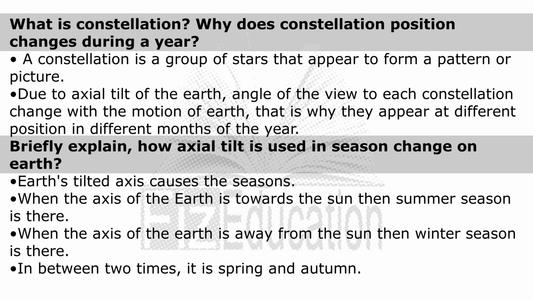Briefly explain how axial tilt is used in season change on Earth. Earth's tilted axis causes the seasons. When the axis of the Earth is towards the Sun, then it is summer. When the axis of the Earth is away from the Sun, then it is winter. In between the two times, it is spring and autumn.